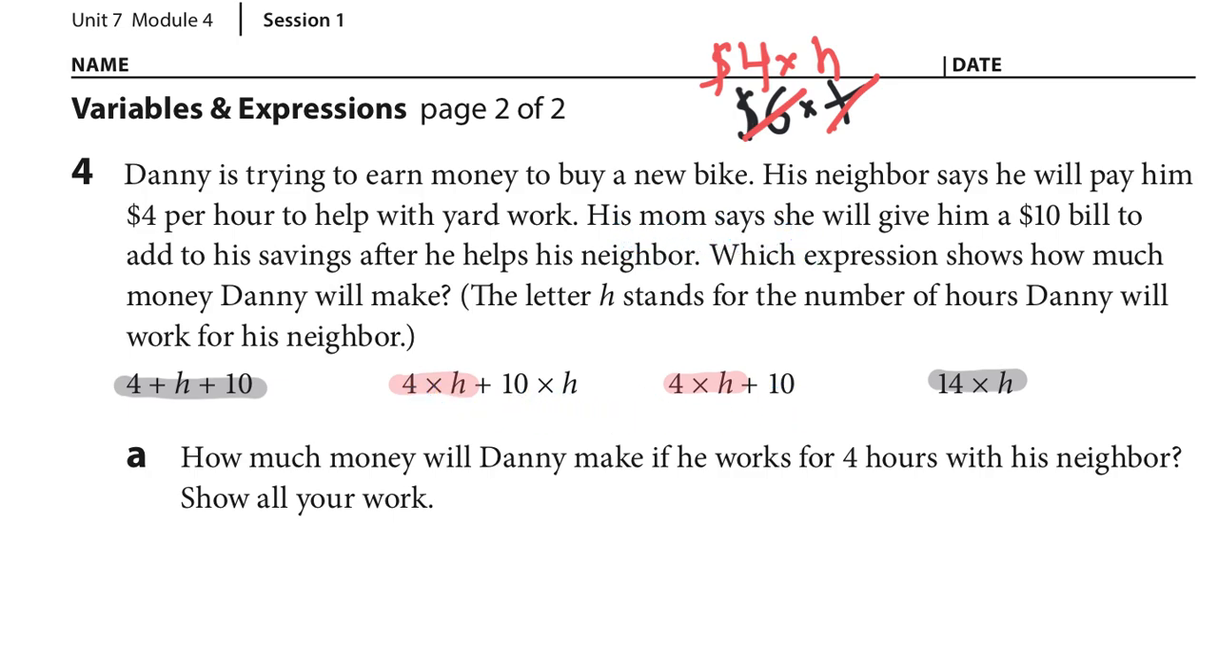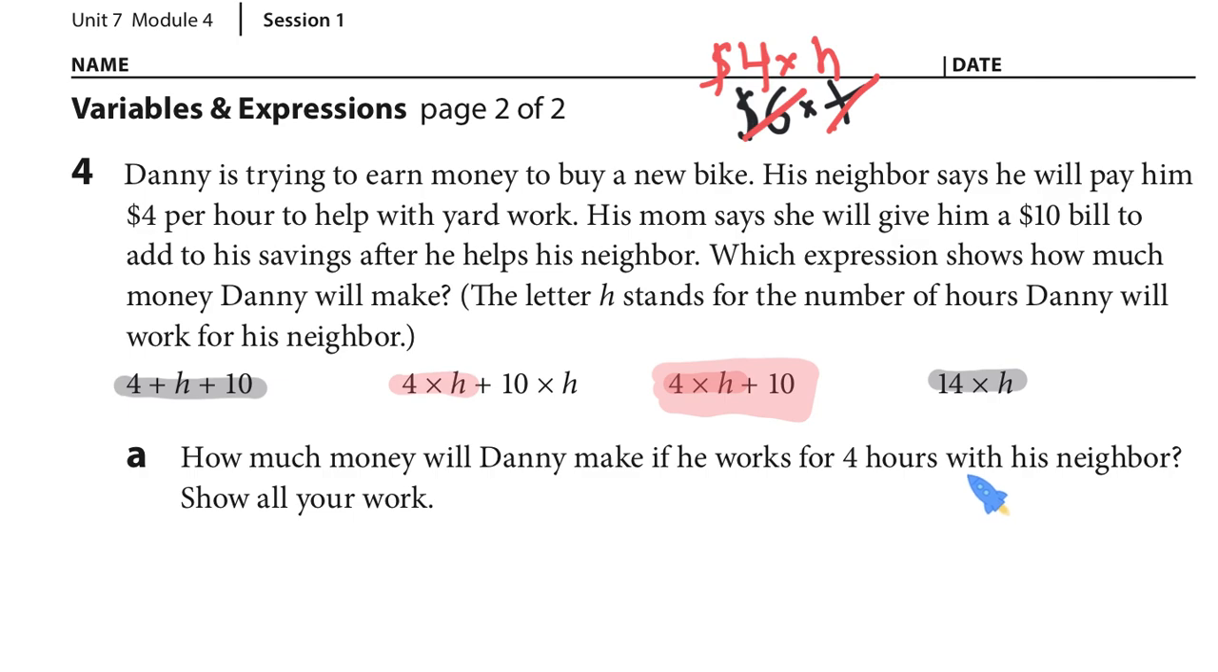We just have to figure out which one of these is correct. It says his mom says she will give him a $10 bill after he's done. So if you're going to give $10, what's the operation for that? Are you going to add a 10 times the number of hours or just add a 10? It doesn't say his mom will give him a $10 bill for every hour he works. No, just at the end after he's done. So I am a big fan of this one here, because that says that you're going to get $4 every hour, and then at the end you're going to add 10.